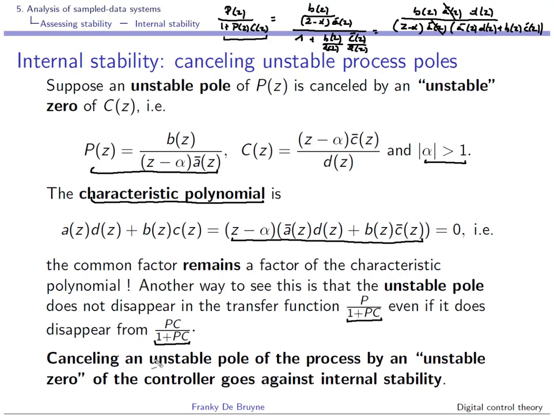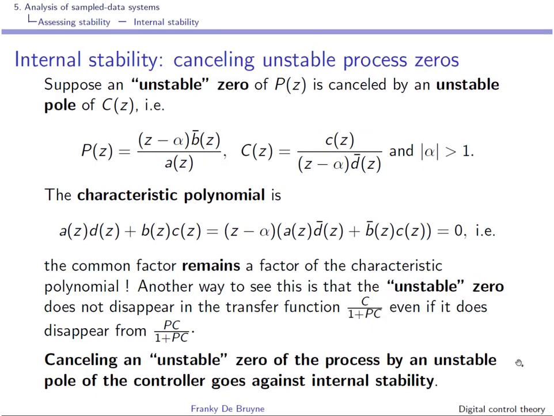Okay, so you can see here that cancelling an unstable pole of the process by, between quotes, an unstable zero in the controller will go against internal stability because this transfer function will be unstable.